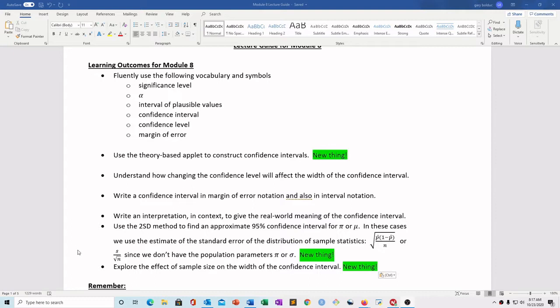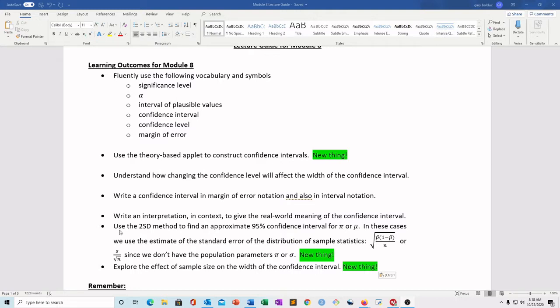So we have a lot of information from the last lecture guide that I've just copied here. We have the same vocab and symbols, we have the same ideas of what we want to do with a confidence interval, but we have a couple new things. So the three new things are we're going to be using the theory-based applet to construct confidence intervals. So we'll give the applet some information, it will construct the interval.